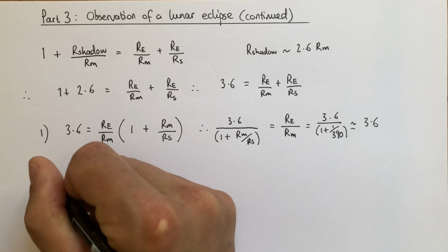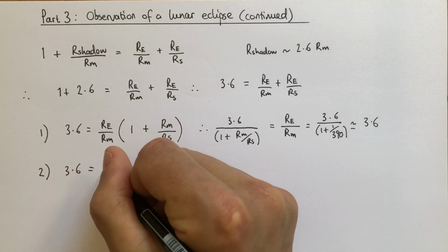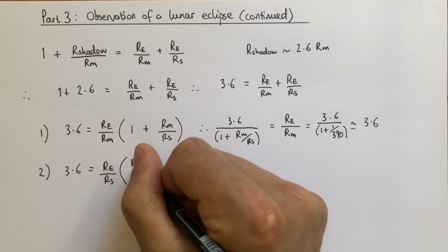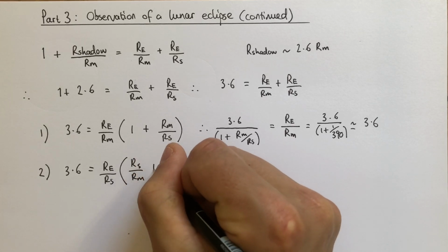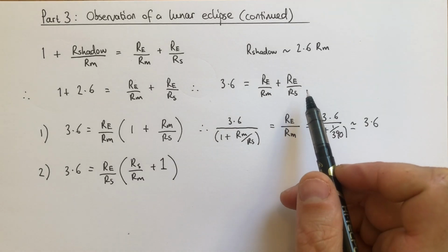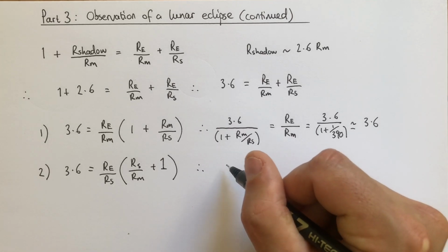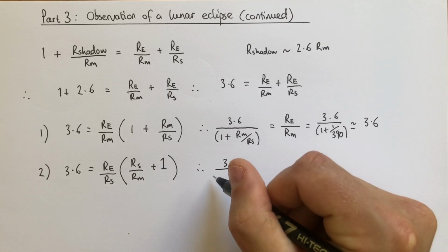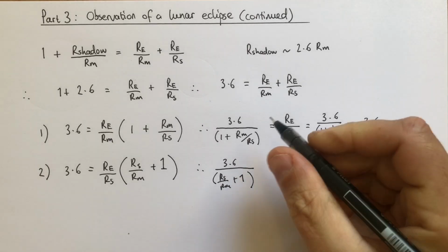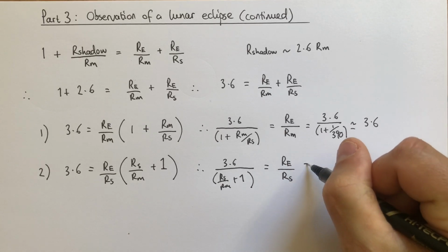Now we could also have factorized this expression in a different way. Let's now look at that. We can write 3.6 equals Re divided by Rs, bracket Rs over Rm plus 1. Now if you multiply out this expression, you see that you will recover that expression over there. And therefore we can write 3.6 divided by Rs over Rm plus 1 equals Re divided by Rs.